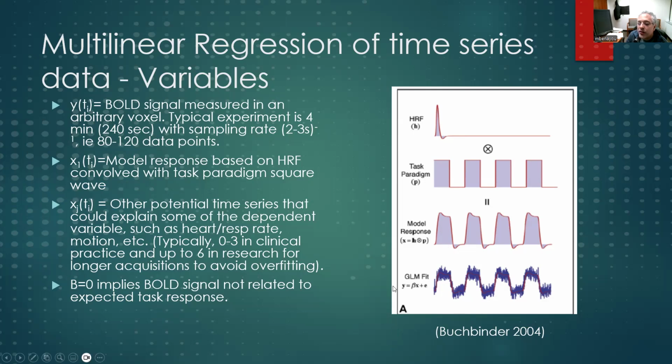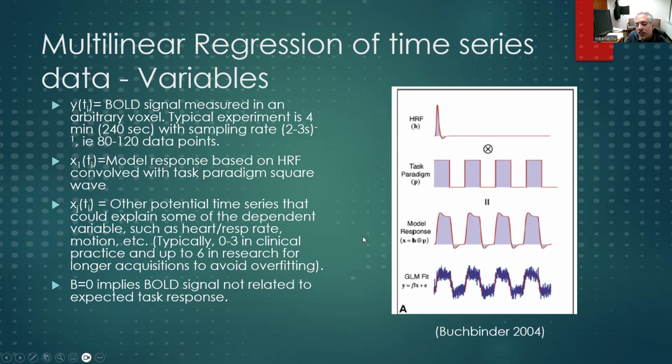So you can have other regressors, is what they're called in statistics, like other time series that might explain some of the bold signal that you measured, but that you would want to subtract off and really understand how much the measured bold signal matches this specific modeled response based on the task paradigm, as opposed to other regressors not based on the task paradigm.